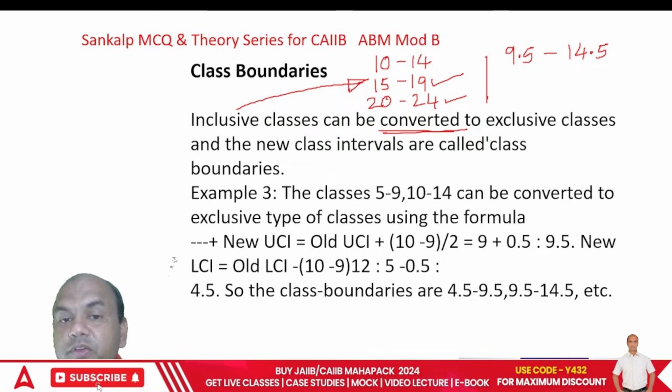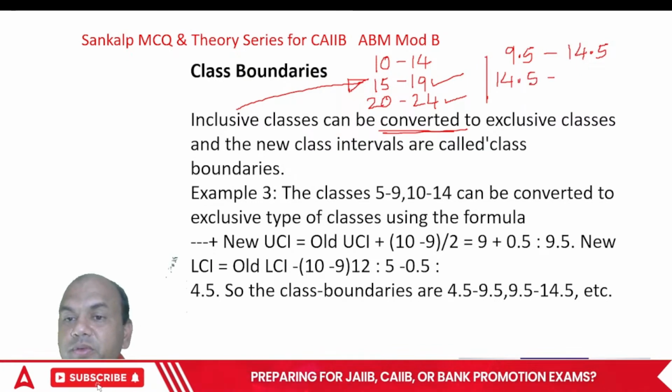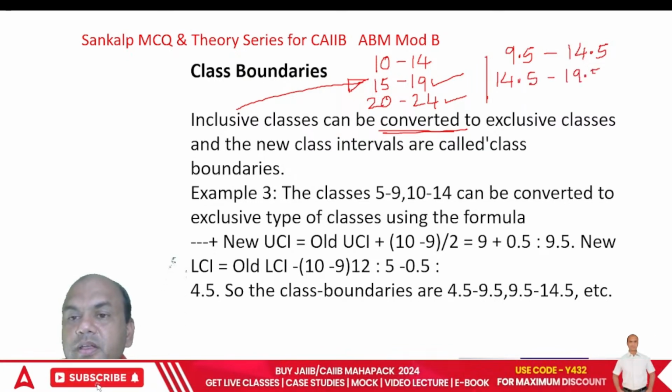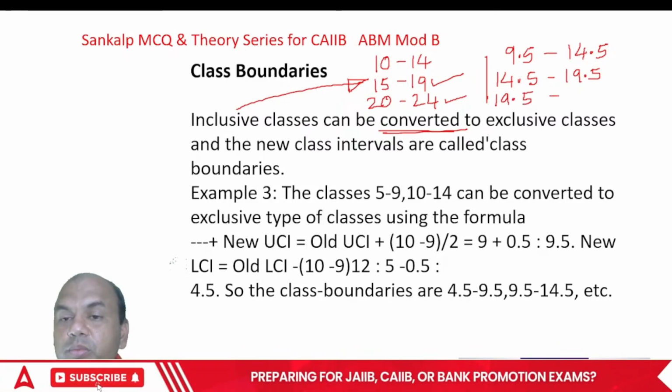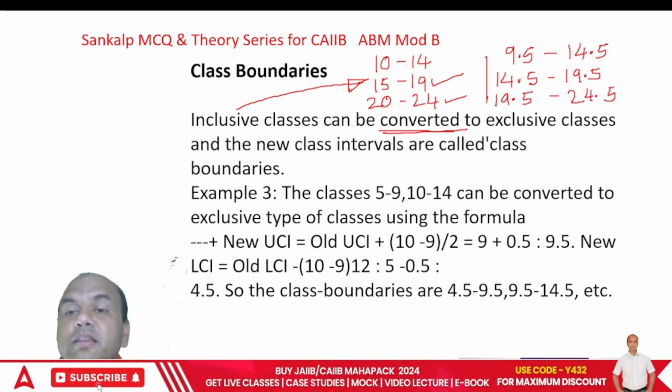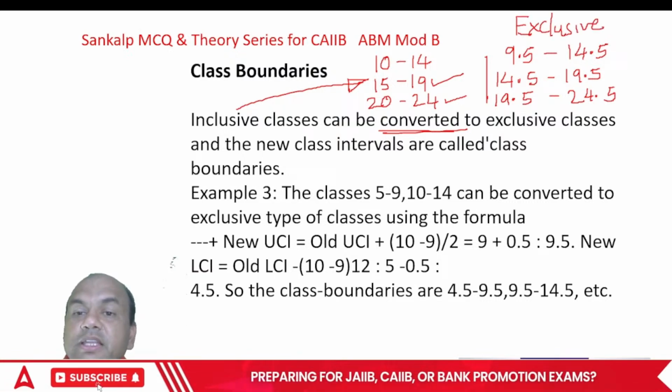Now the second part, 15 I'll take 0.5 on the other side, so it is 14.5 and 19.5. Now 20 I'll take it 19.5 and then 24.5 and so on. I'll go on and on and on. So what does it mean? See, this is known as exclusive. This earlier one was inclusive.